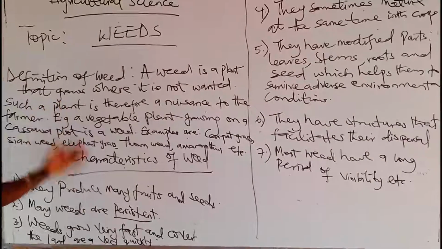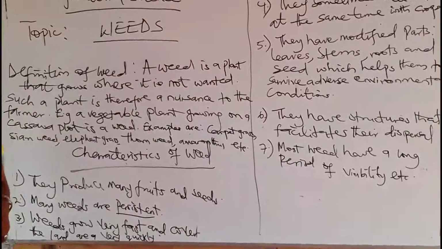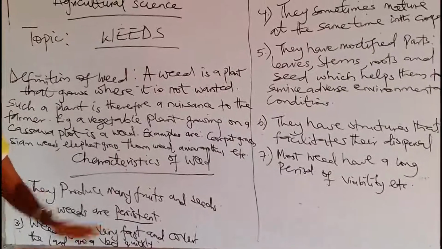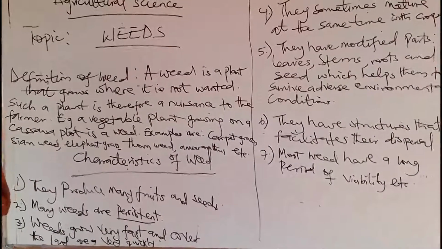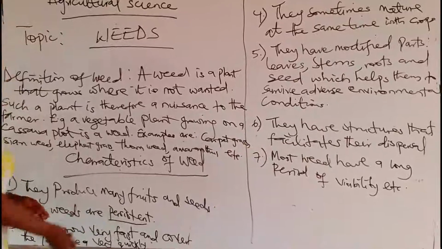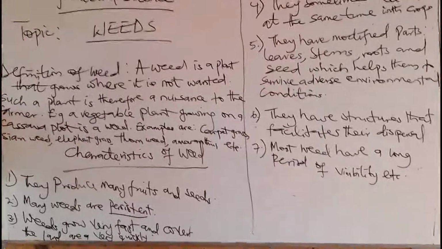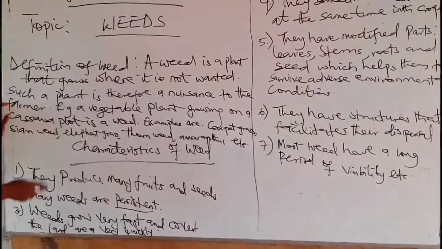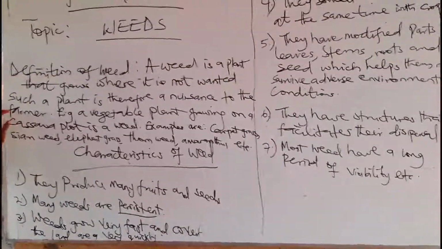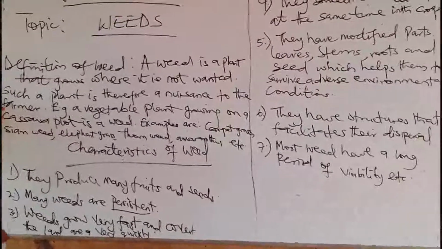At times when you cut them there, they will germinate again. So they find it very difficult to clear in a particular land. So you find out that whenever you come to that your farm again, you will see them again. So that is what makes weeds persistent. They have persistent attributes that cause them to be weeds. Okay, we now have number 3.